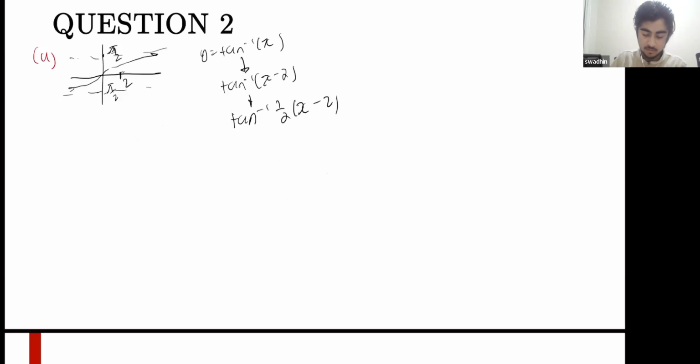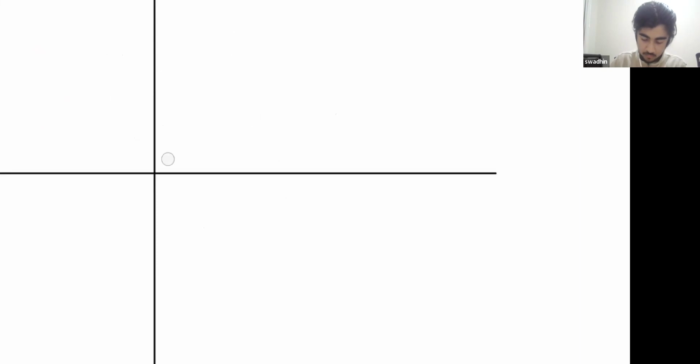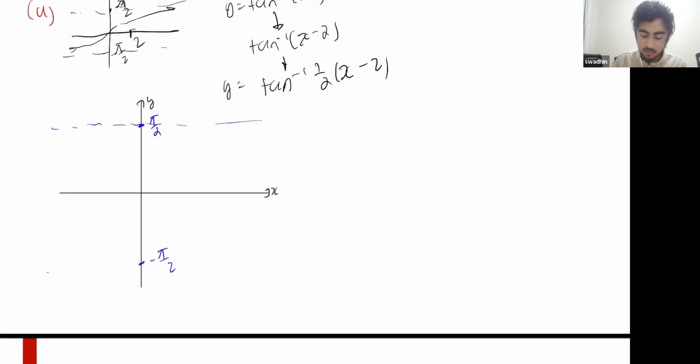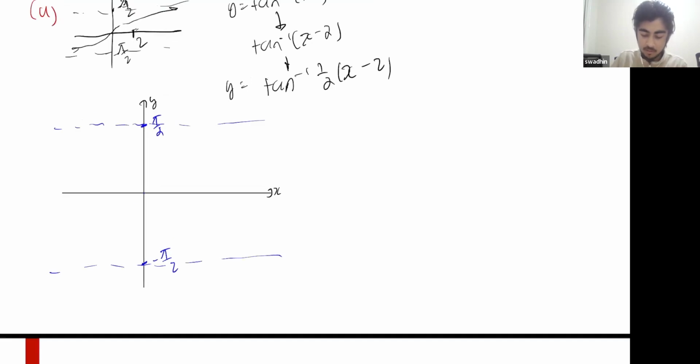So let's sketch this now. Remember, nothing happened on the y value, all right? So the asymptotes stay the same. So we have a y-axis, x-axis, and the asymptotes will stay the same because nothing is being dilated in the y direction. And the x-intercept would change because it's translated 2 units to the right. So instead of x at 0, the x-intercept is going to be at 2.